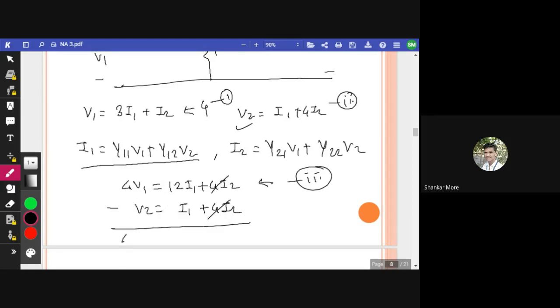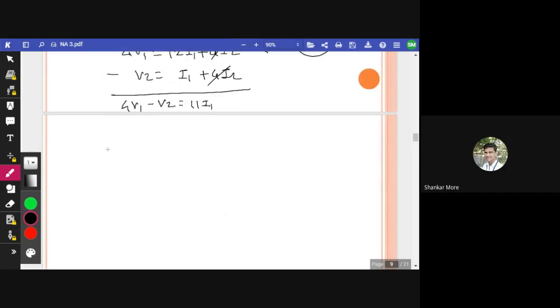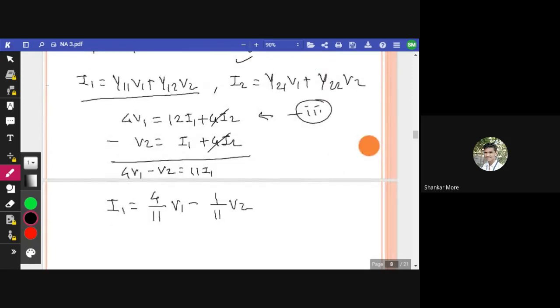Now 4V1 minus V2 is equal to 11I1, isn't it? This is the equation. So if we modify this equation, it will be I1 is equal to 4 by 11 V1 minus 1 by 11 V2. So this equation is in the form of this, isn't it?